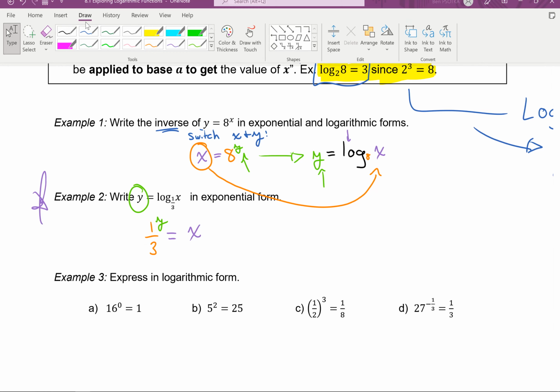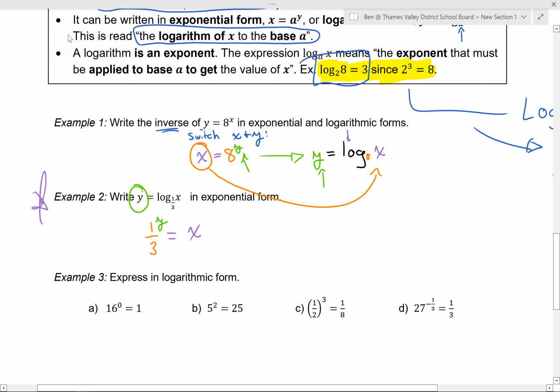Now, we should be writing this a little bit more carefully because really the base is 1 over 3. We should have brackets around that. Otherwise, it looks like only the 1 is to the exponent y, right? So we need to be a little bit careful. We need to take extra steps to be clear what we're writing when we're working with logarithms and when we're working with exponents.